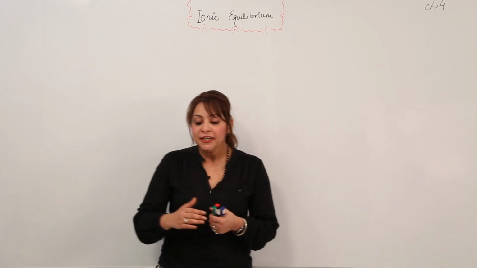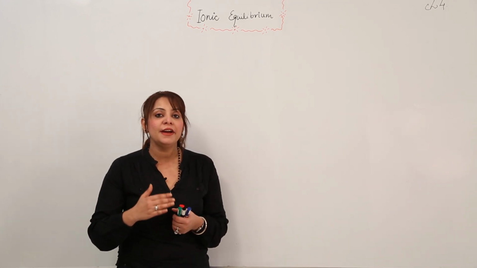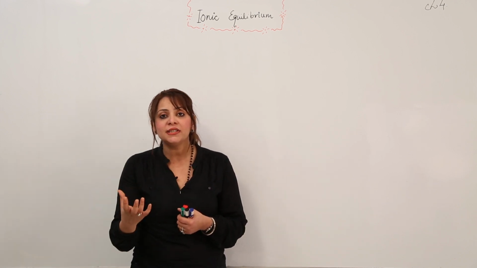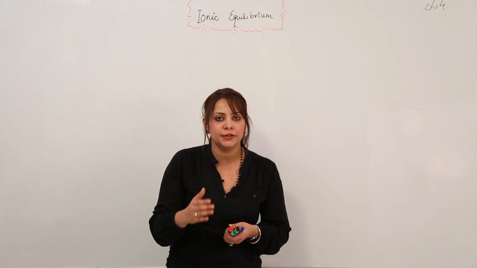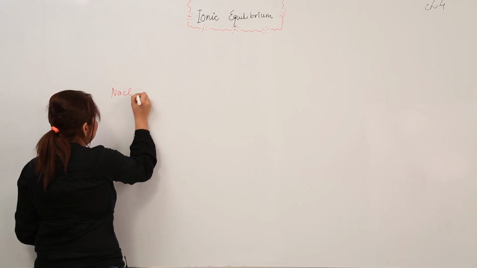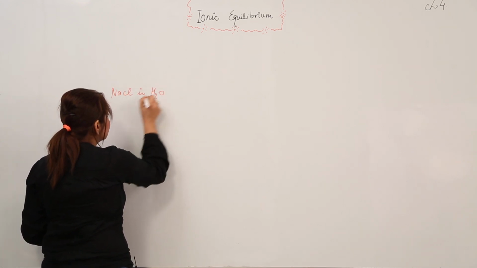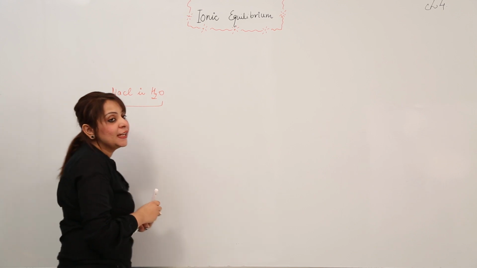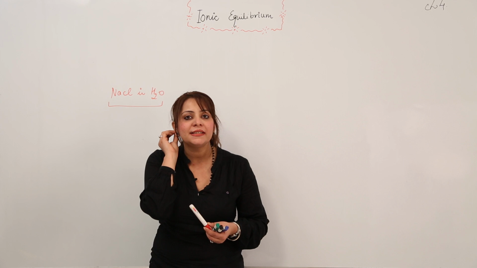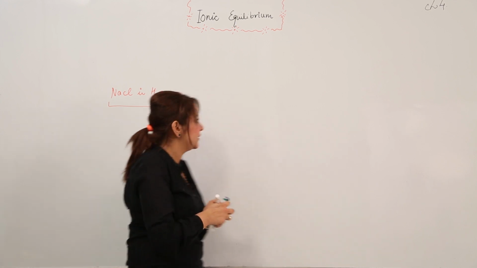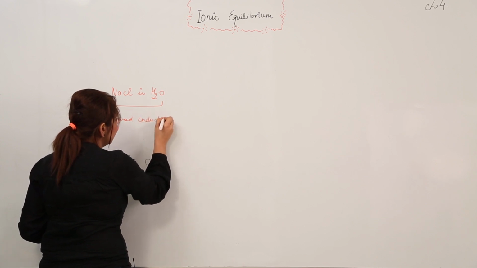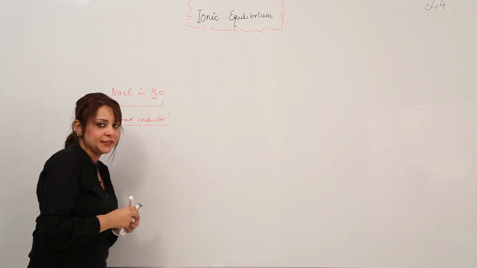For example, if I take an ionic compound in an aqueous state, like NaCl in water, right? So I am taking an example where I have NaCl in water. What I get to see is that when NaCl is dissolved in water, the aqueous solution of NaCl is a good conductor of electricity. It just allows the electricity to pass through it. So I say it is a good conductor of electricity, right?